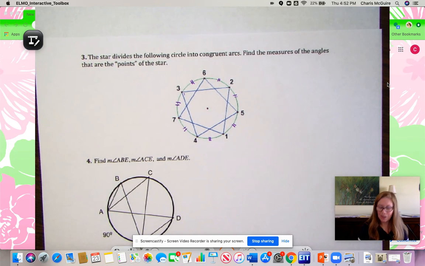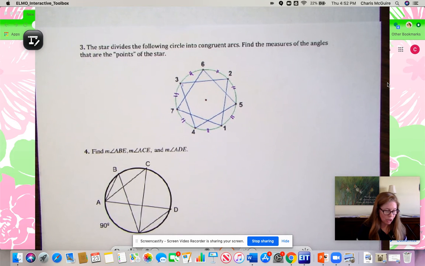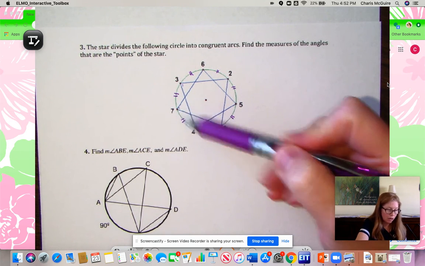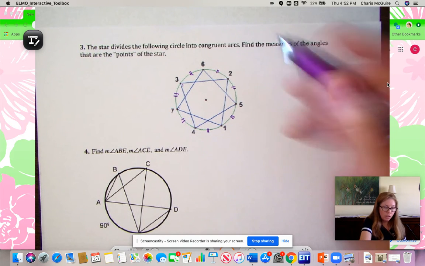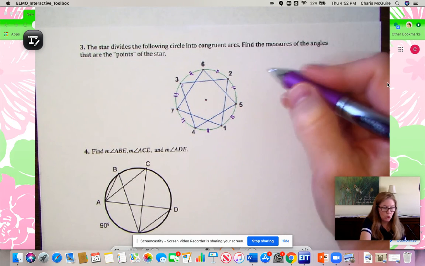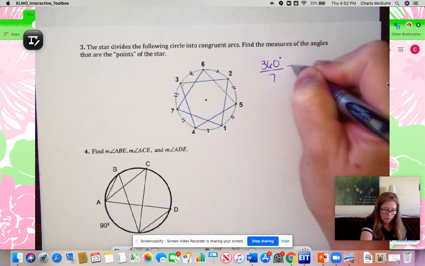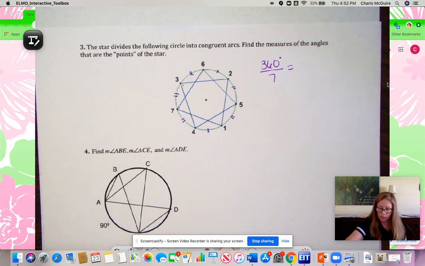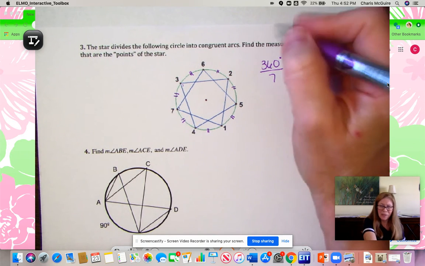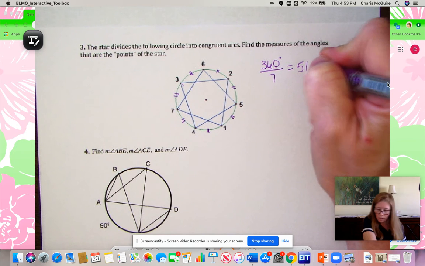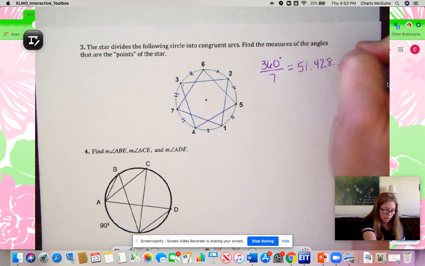All right, how did that go? So let's take a look at what we should have done. If you counted them, there are actually 7 arcs here. So the first thing you should have found out is how big is each one. So you're going to do 360 degrees divided by 7. And that's going to give us, I think it's 51 point something. Yes, 51.42. And I would just leave that in your calculator on the side here, right?